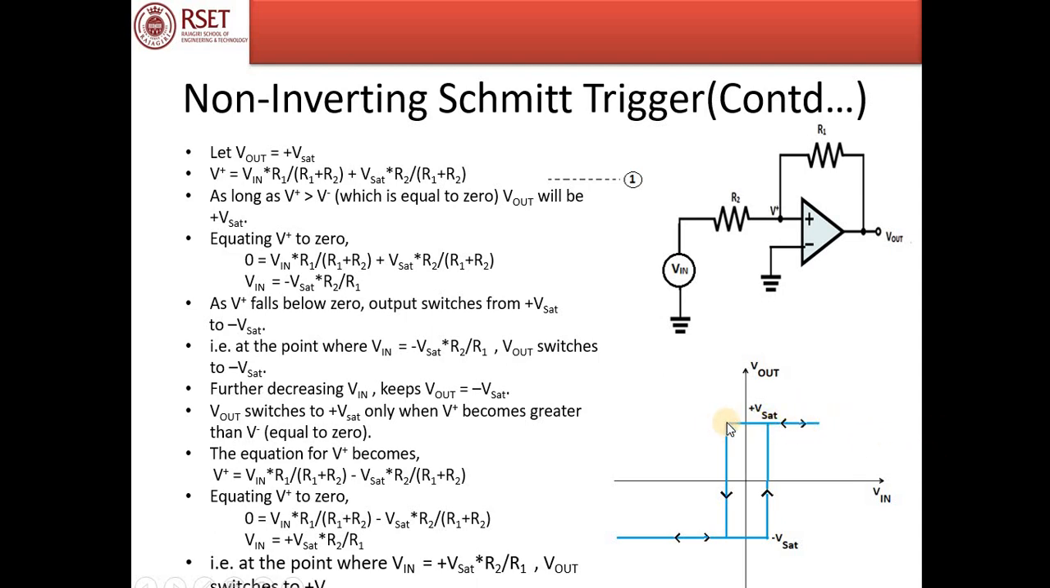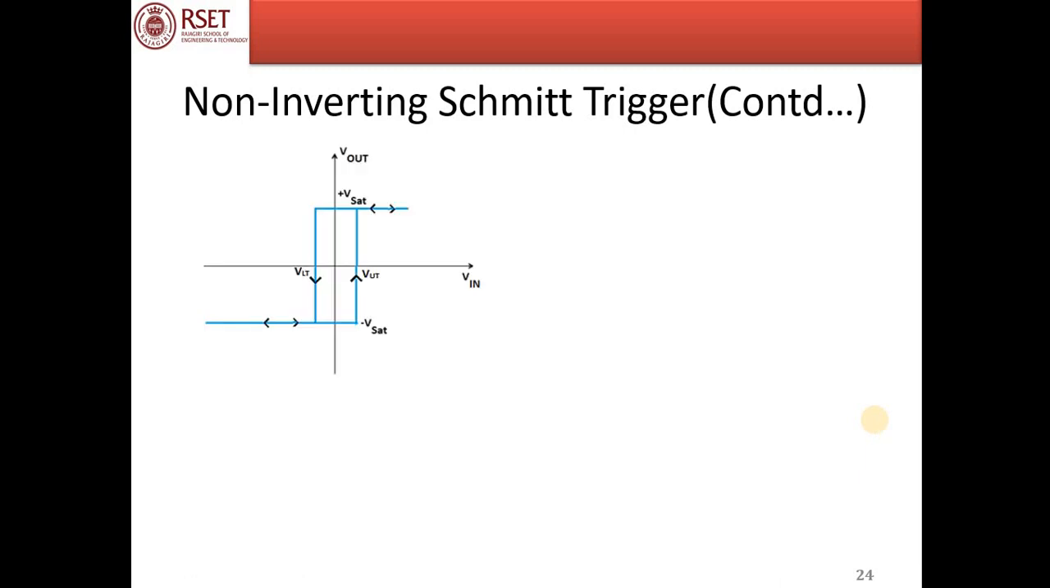Initially the output was at plus Vsat. We decreased the value of V input such that the value of V plus drops to 0 and the output switched from plus Vsat to minus Vsat. On further decreasing V input, the output remains at minus Vsat. Now we kept on increasing V input such that the value of V plus rises back to 0. This is the point. The output suddenly switched from minus Vsat to plus Vsat. On further increasing V input, the output remains at plus Vsat. This is the hysteresis curve for the non-inverting Schmitt trigger.